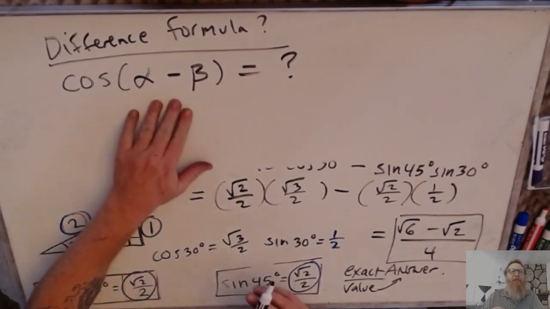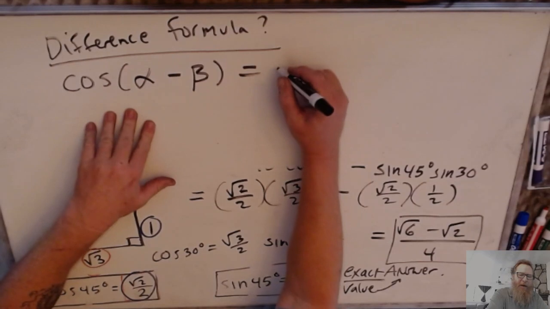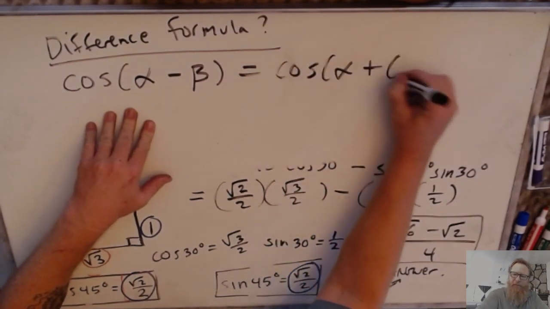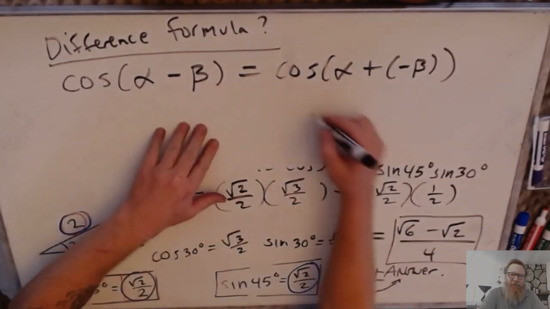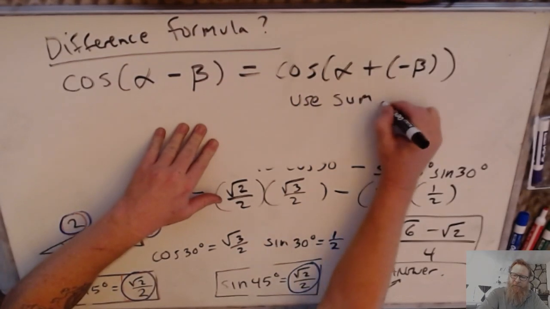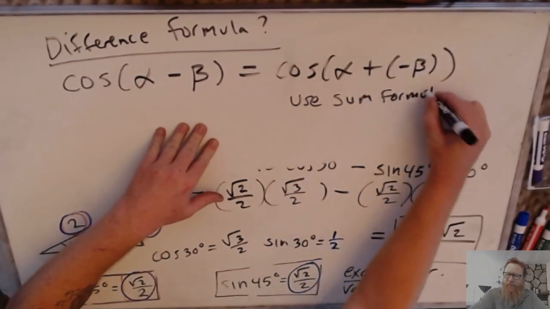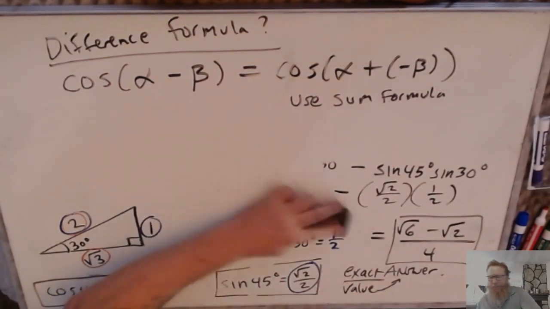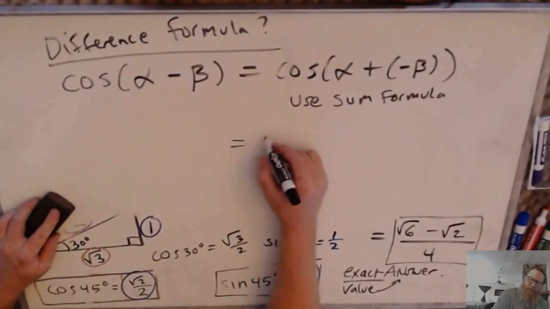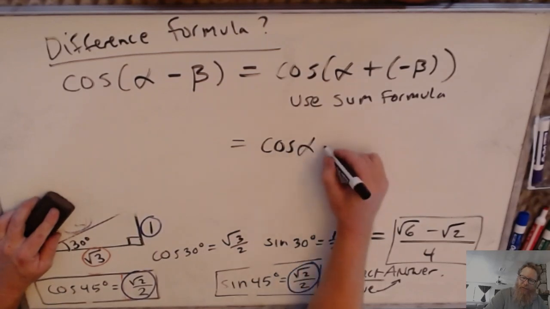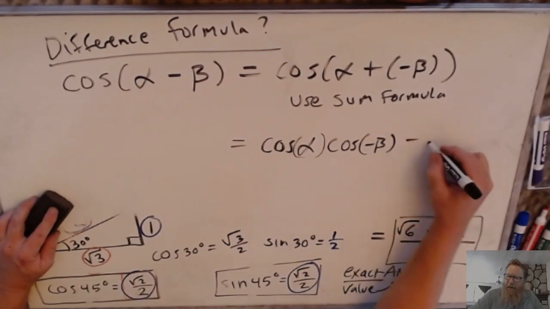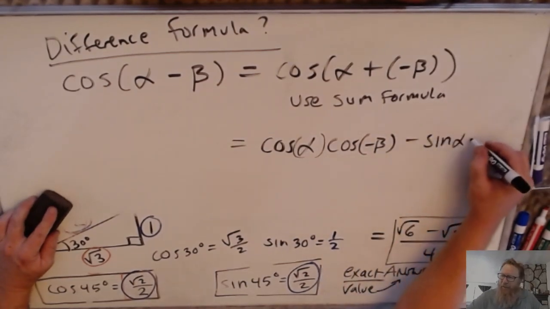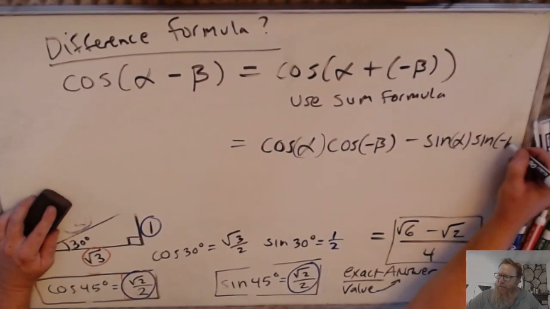Well, what is this, the difference? Well, we already know the sum, so all we're going to do is rewrite this. Just rewrite as a sum and use the sum formula. The formula we just had. Gives you a chance to reproduce it. Remember, it's cosine alpha. I guess I'll use parentheses this time. Cosine negative beta minus sine alpha sine negative beta.